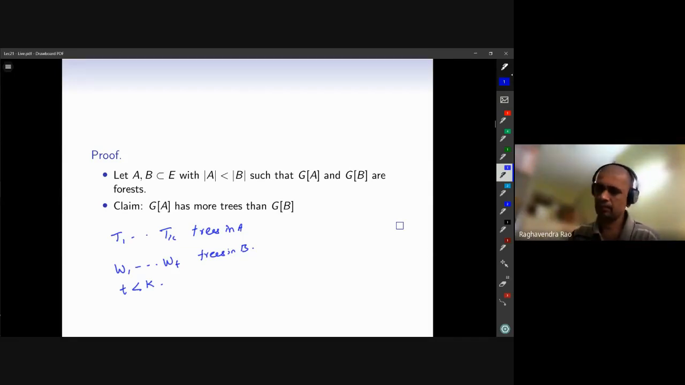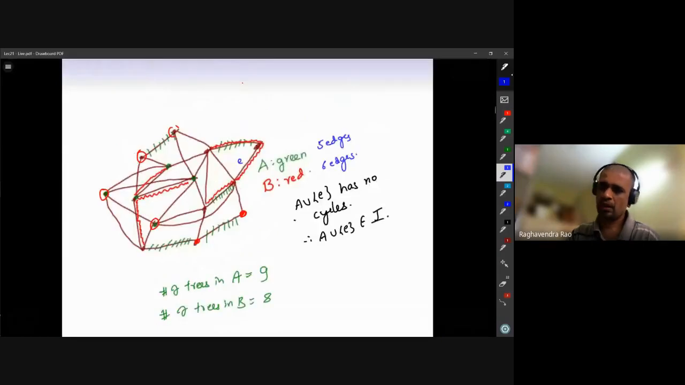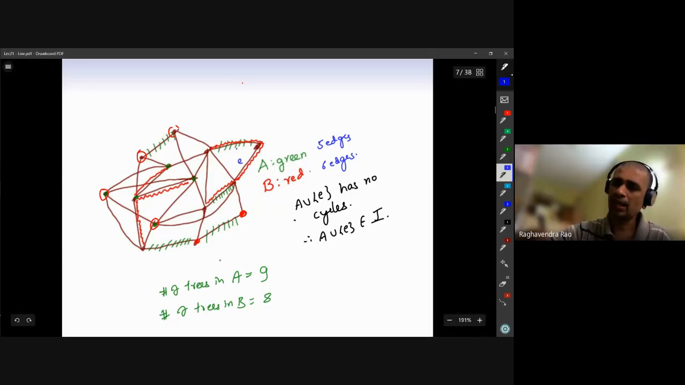In fact, this picture itself kind of demonstrates it. If you look at the edges of B, there are more edges and smaller number of trees. What does it mean? There should be at least 2 trees in A, in this case, that are connected by an edge in B.